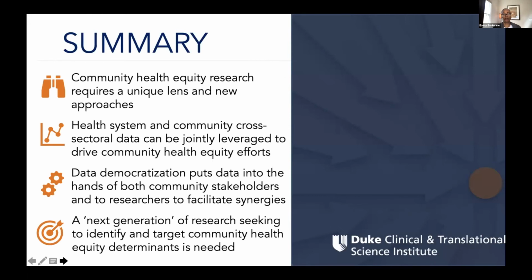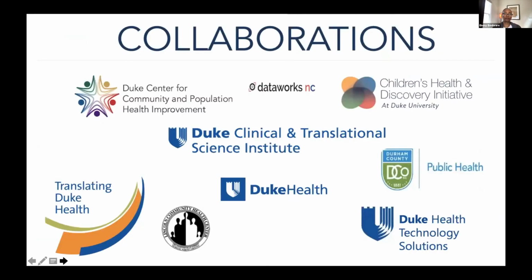I think we need a unique lens to do community health equity research in all areas. In order to do this work well, we need to leverage cross-sectoral connections with other sectors and the data that come out of those sectors to really think about how we can drive community health equity interventions. Utilizing the data that we have, not only putting it into the hands of these other sectors, but also into the hands of researchers, I think will facilitate a lot of synergies. And there's a very exciting next generation of research that can come from this kind of work to improve community health equity, particularly around aging. There are a lot of partners involved in this work. And so I'm going to close there, but say thank you.